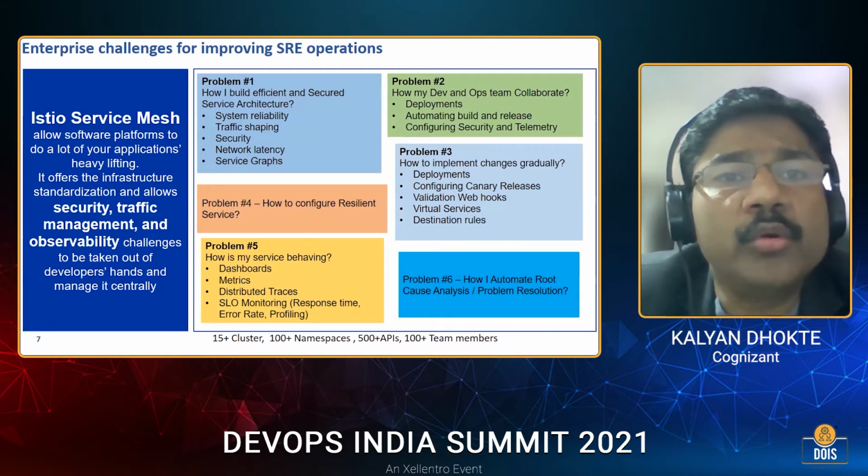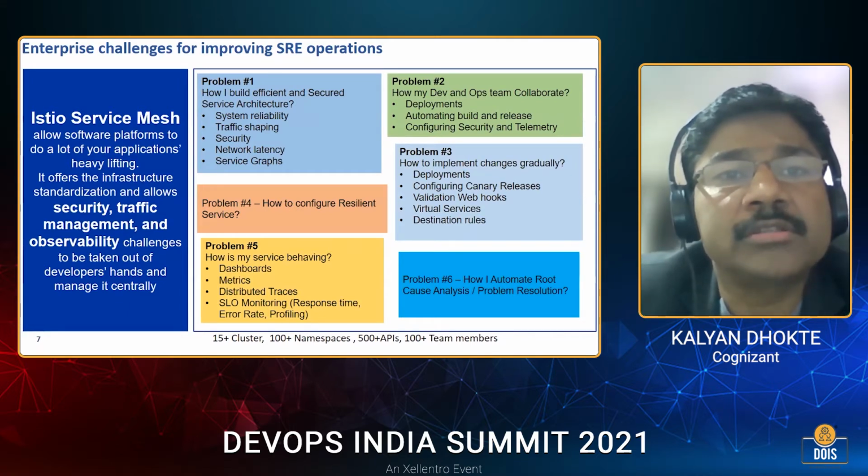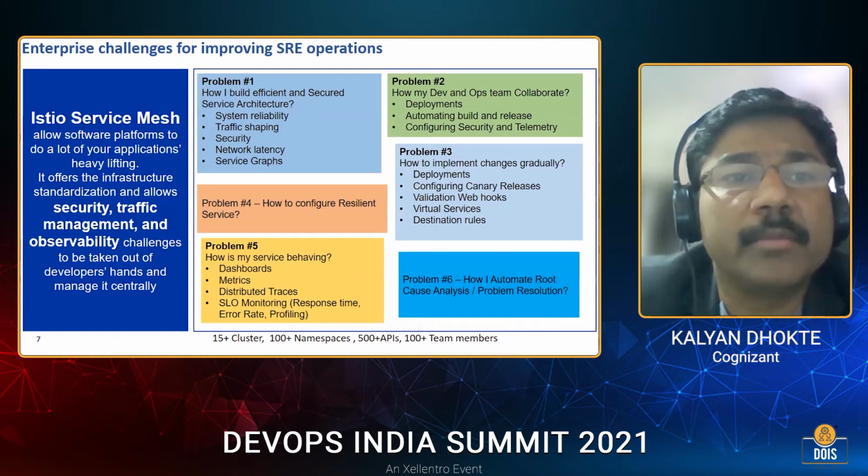Problem number two is how my dev and ops teams collaborate. We have seen the principle of DevOps, where you have to break down the silos. This is important, how I can do that using the service mesh features. I need to understand how deployments work, automating the build and releases, and configuring security and telemetry.